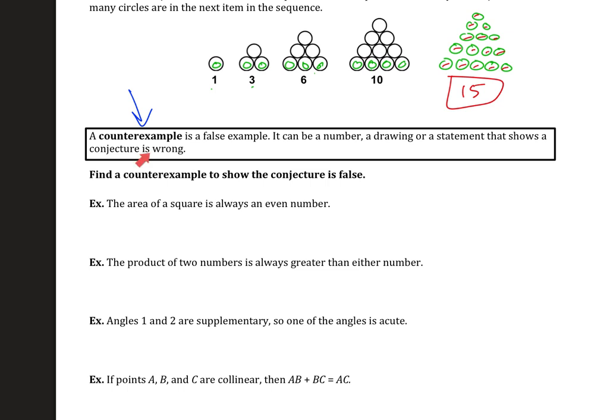So you remember, a counterexample is just a false example. It could be a number, a drawing, or a statement that shows a conjecture is wrong. So for example, if I say the Miami Dolphins are the best team ever, and you say, well, no, the Philadelphia Eagles won the Super Bowl last year, ooh, that is an example making my conjecture wrong. So that counterexample, the fact that the Philadelphia Eagles won the Super Bowl, proves my conjecture that the Dolphins are the best team ever is false. So a counterexample is a false example. It's an example that shows why my conjecture is wrong. By providing this counterexample, that is how you win an argument.